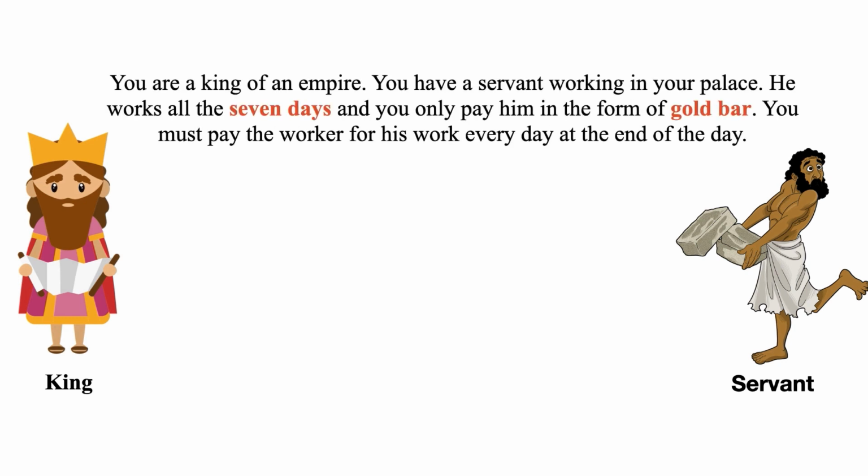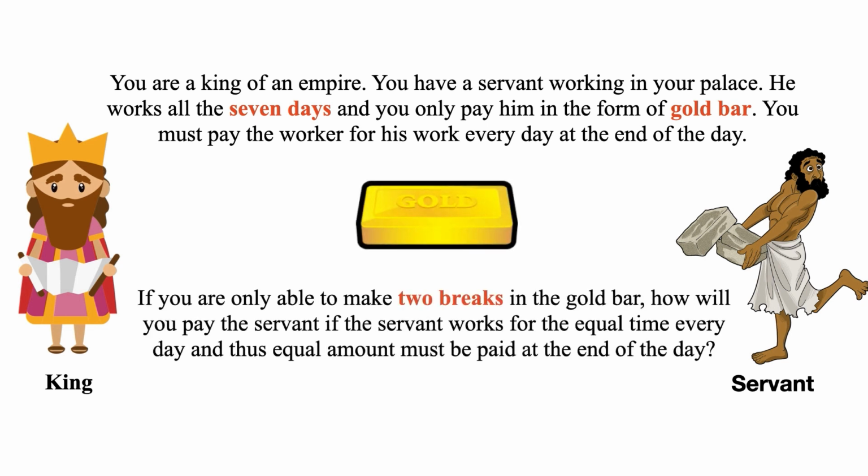You are a king of an empire. You have a servant working in your palace. He works all 7 days and you only pay him in the form of a gold bar. You must pay the worker for his work every day at the end of the day. If you are only able to make 2 breaks in the gold bar, how will you pay the servant if the servant works for equal time every day and thus an equal amount must be paid at the end of the day?